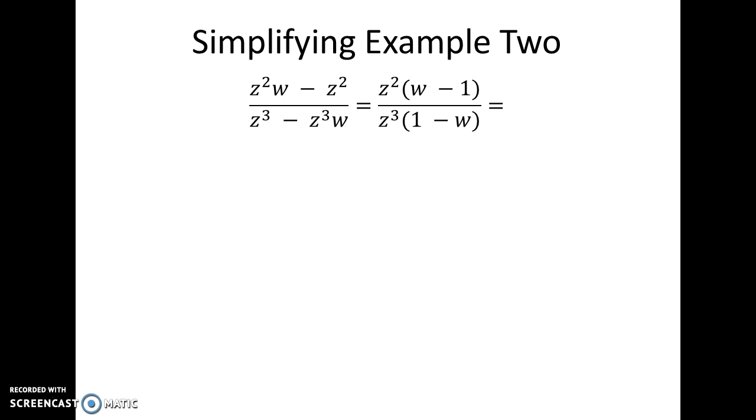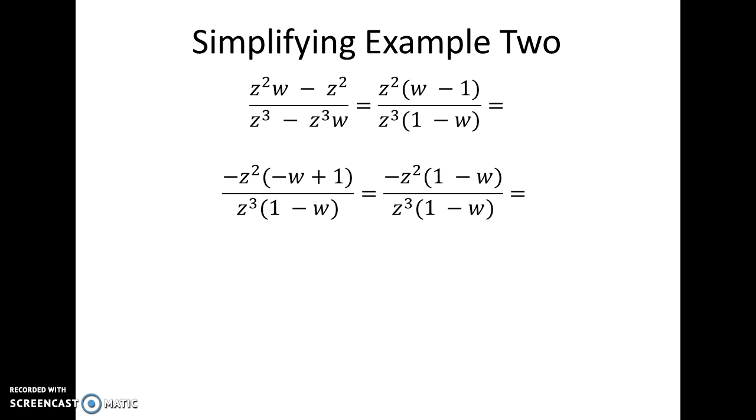I'm left with something that looks close to canceling out, but not. We're actually going to pull out a negative 1 from the w minus 1, so it matches with the denominator. So now my 1 minus w will cancel, and I can eventually simplify it to negative 1 over z.